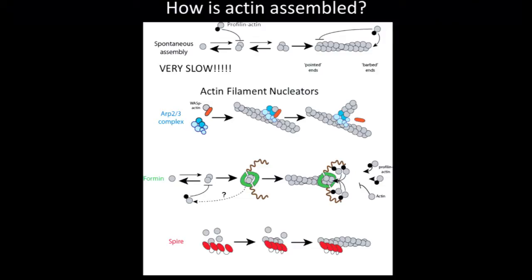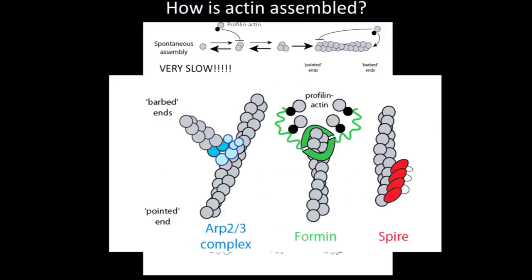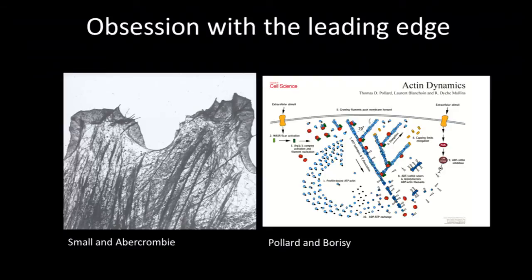So this talk is going to be focused on a member of this formin family. So these are the three: the ARP2/3 makes the branched filaments, and the formin and spire make straight filaments, and formins, in addition to nucleating them, can control their elongation rates.